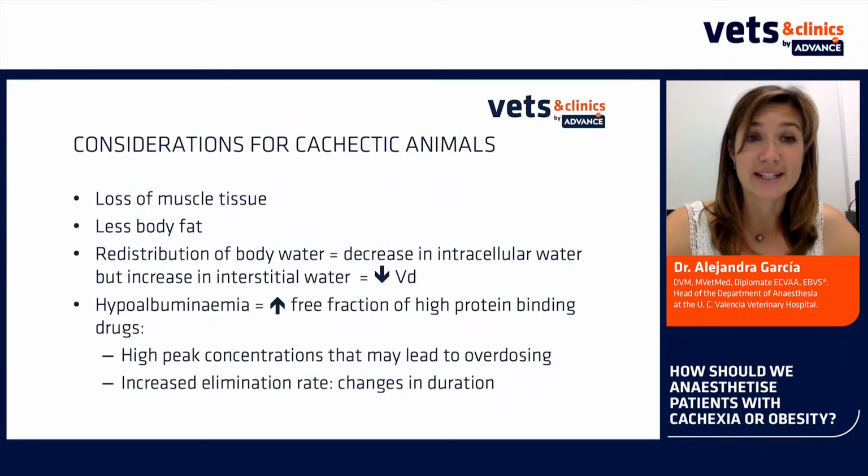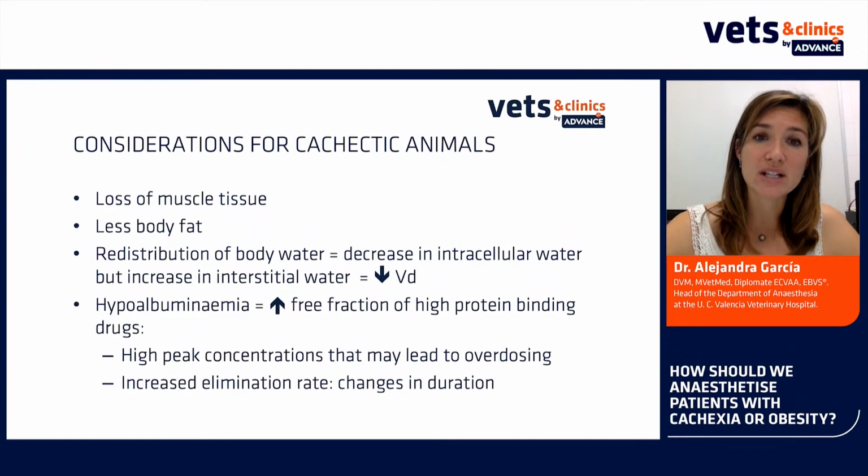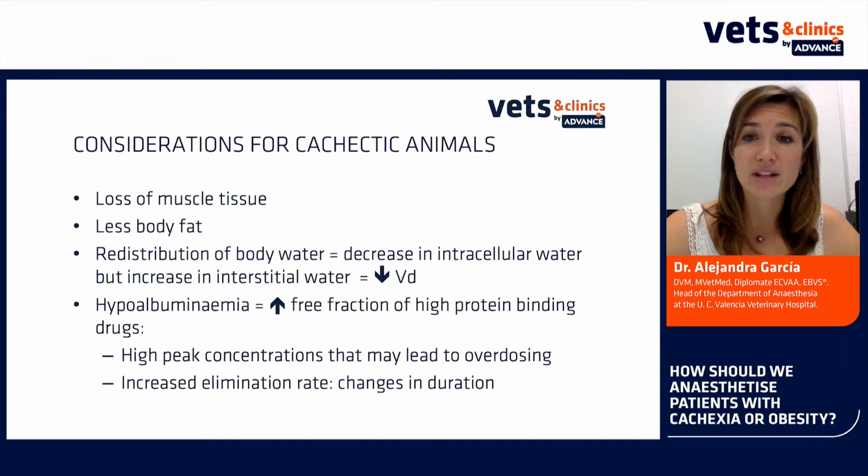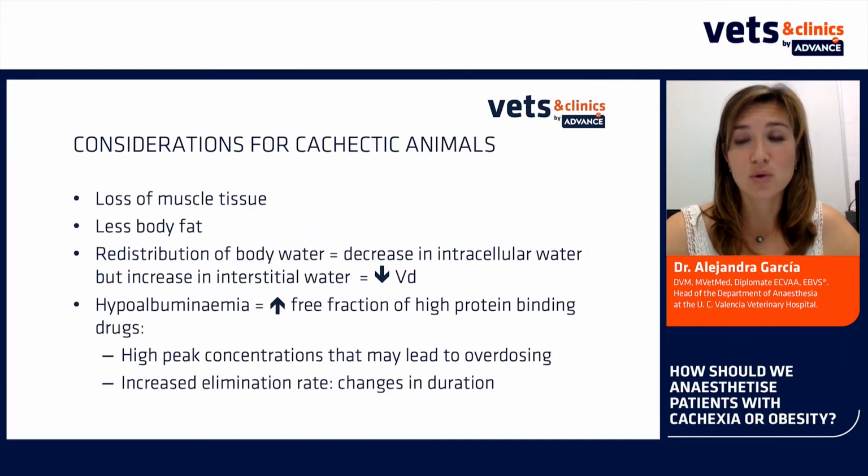So in cachectic animals, due to the loss of muscle tissue, the less body fat, and the redistribution of the body water, we will have a decrease in intracellular water but an increase in interstitial water, meaning that we will have less volume of distribution. Therefore, our loading dose may be different. The hypoalbuminemia also influences this, as we have seen previously, that can influence the volume of distribution.